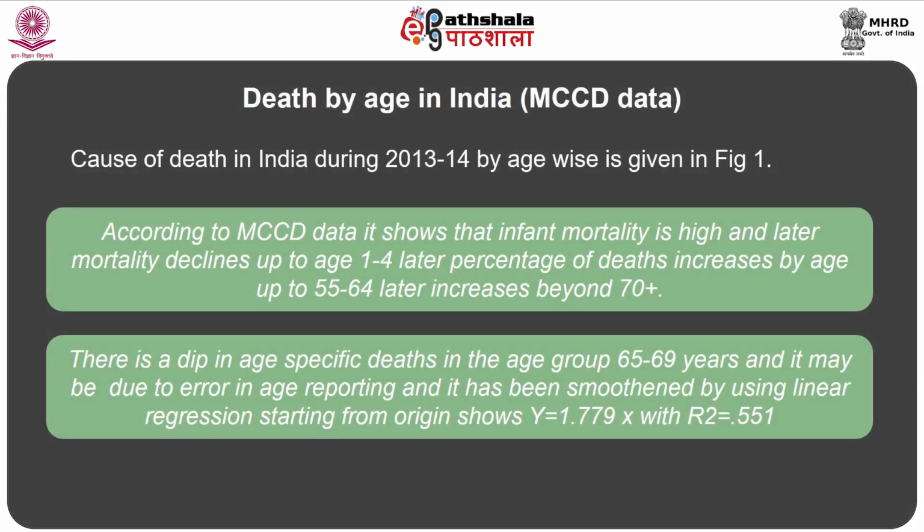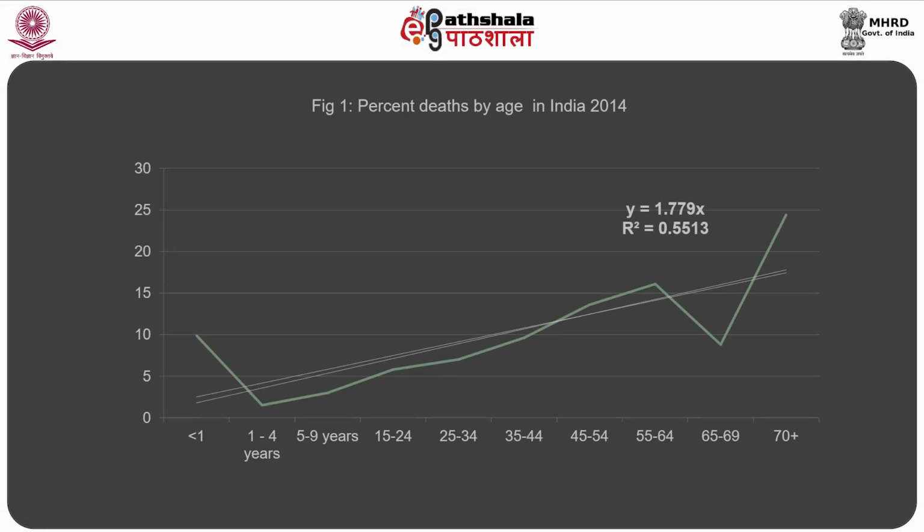Death by age in India, MCCD data. Cause of death in India during 2013-2014 by age is given in figure 1. According to MCCD data, infant mortality is high and later mortality declines up to age 1 to 4. Later, the percentage of deaths increases by age up to 55-64, and later increases beyond 70 plus.